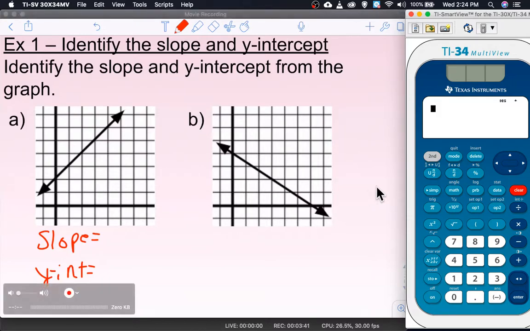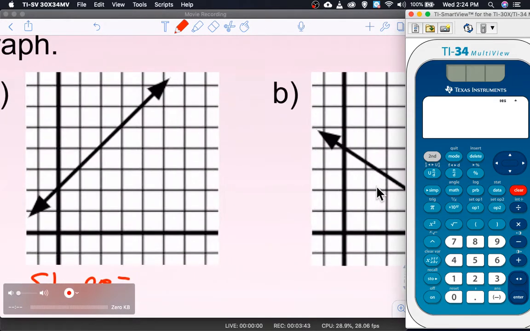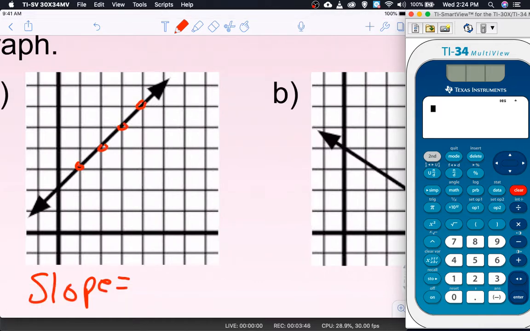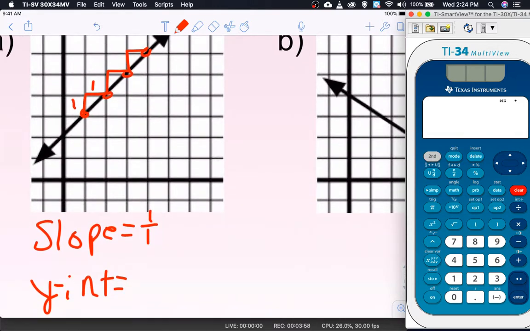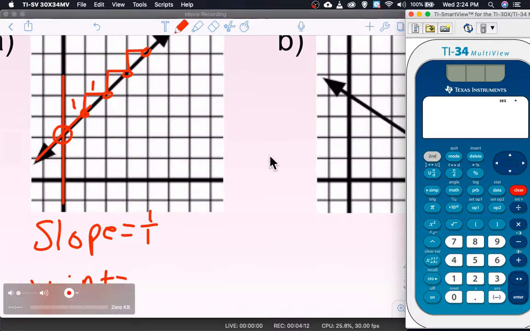So the slope of this line is from one point to the next, to the next, to the next, up 1/1, up 1/1, up 1/1. My slope is 1/1. That's my rise over run. My y-intercept is then where the line crosses the y-axis. It's crossing the y-axis right here. This up and down line is the y-axis. My line is crisscrossing right there, which is a value of 2.